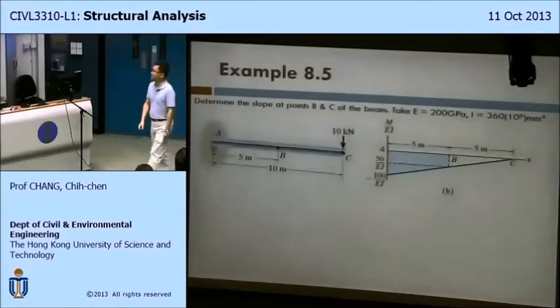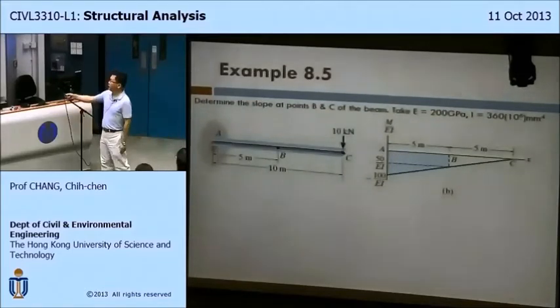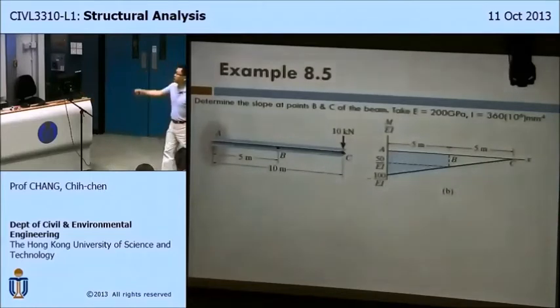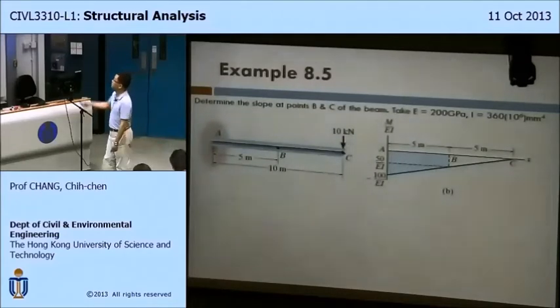Okay, so here is an example for you. This is a cantilever beam fixed at A with a point load applied at C. You are asked to determine the slope at points B and C. What is the rotation angle there? The properties are given.